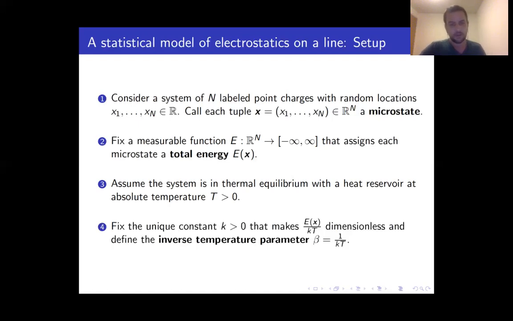We're going to fix a constant k greater than 0 that makes the energy over kT dimensionless. So this really just serves a purpose of making that ratio something that we can plug into other functions, such as exponentials, as we will. And with that k in hand, we're going to define the inverse temperature parameter, beta. And really, this is just a notational convenience. It'll be nice to work with beta instead of T moving forward.